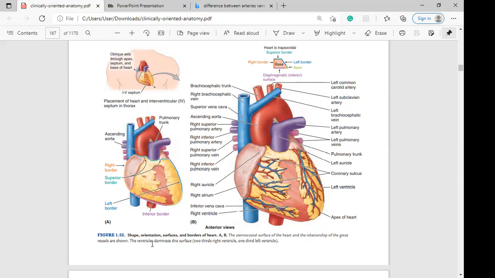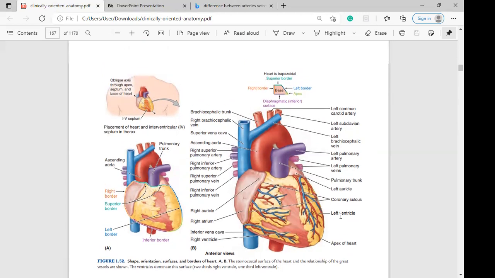So under here, if you look at the full anatomy of the body, you will find the diaphragm is under here. So you have the diaphragmatic border, the right border, the left border, and then you have the base and you have the apex of the heart. So that is the structure of the heart.